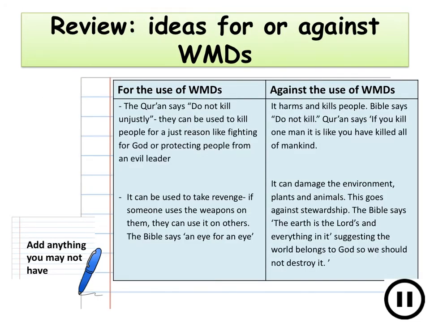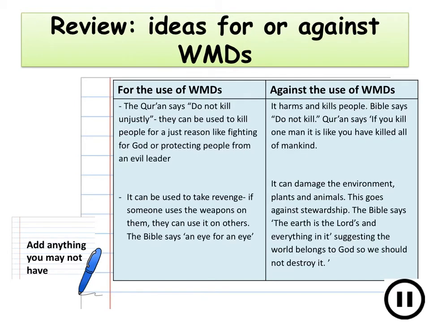We'll review some of the ideas that you could have had, and if there are any that you haven't got, make sure you're adding to them. In terms of arguments for the use of weapons of mass destruction, we can use the Quranic teaching of "do not kill unjustly." We could say that weapons of mass destruction could be used to kill people for a just reason, like fighting for God or protecting people from an evil leader.